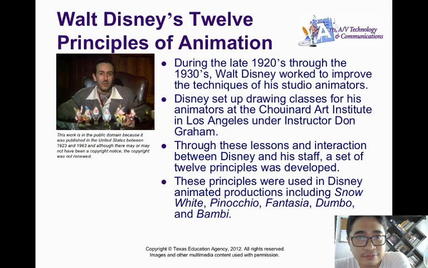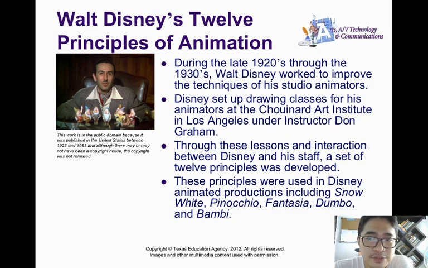So, Walt Disney's 12 principles of animation. During the late 1920s through the 30s, Walt Disney worked to improve the techniques of his studio animators. Disney set up drawing classes for his animators at the Culinary Art Institute of Los Angeles under instructor Don Graham. Through these lessons and interaction between Disney and his staff, a set of 12 principles was developed.